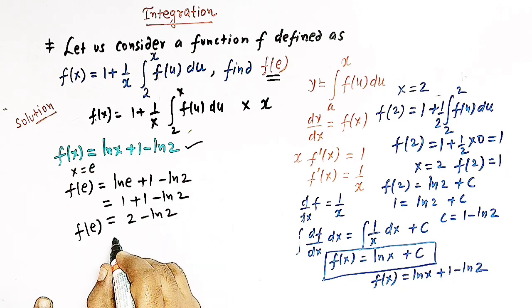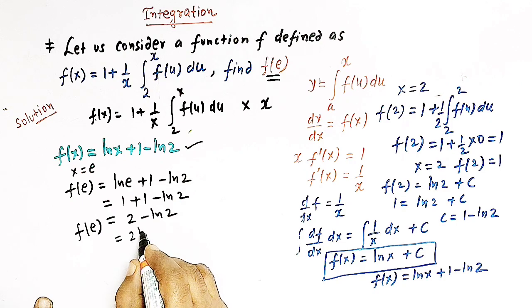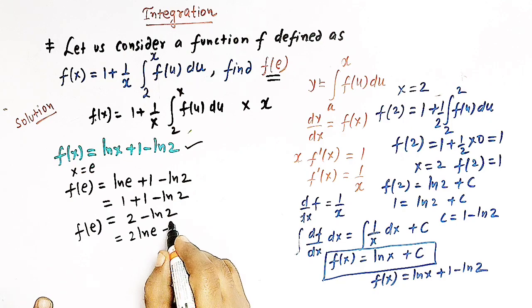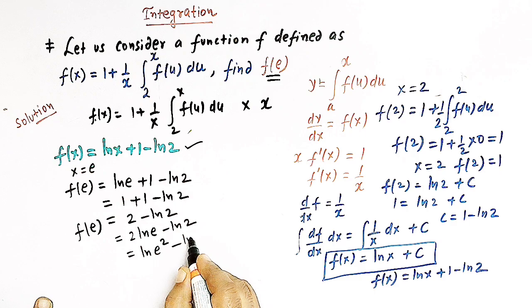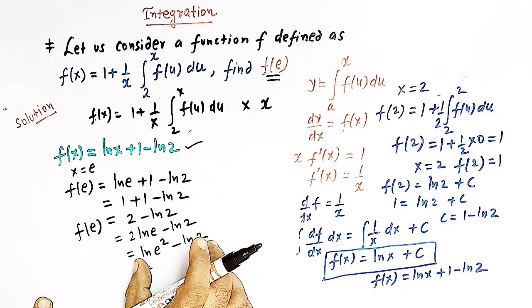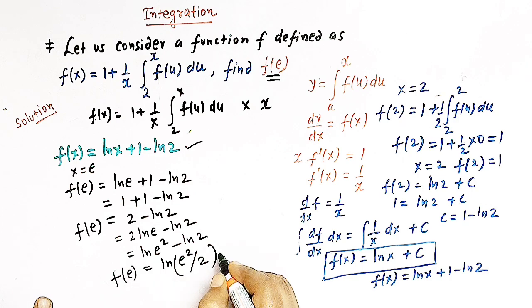And this value can also be expressed like this. We can write 2 as 2 times natural log of e, minus natural log of 2, and 2 natural log of e is natural log of e square using the properties of log. So again, using the properties of log, we have natural log of e square over 2, right? So f of e can also be given by this expression.